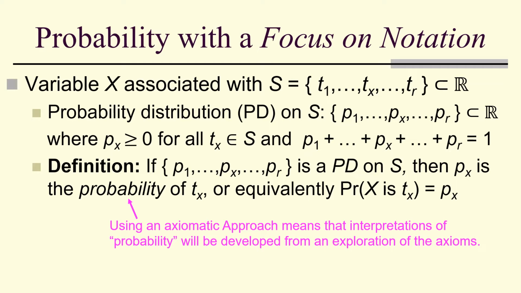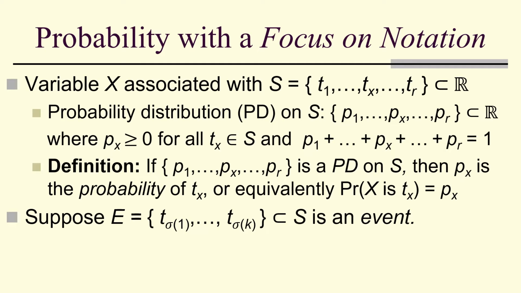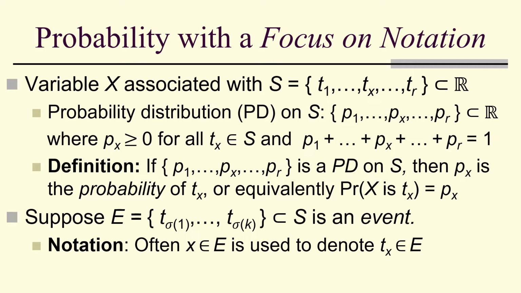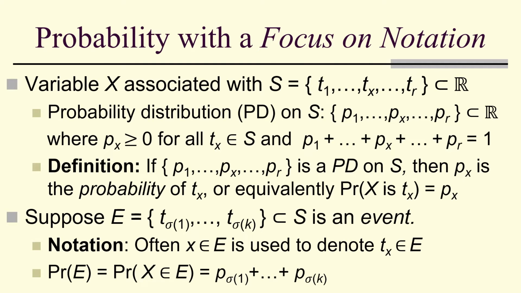And we're using an axiomatic approach, so we're not going to interpret what a probability means at this point. If we have an event, where an event is just a set of outcomes, which we can denote using a subset of the index set, we'll use this very handy notation that x in E is used to denote the concept of the outcome indexed by x is in E. So the probability of E, the probability that X is in E, is the sum of the probabilities over outcomes in E.